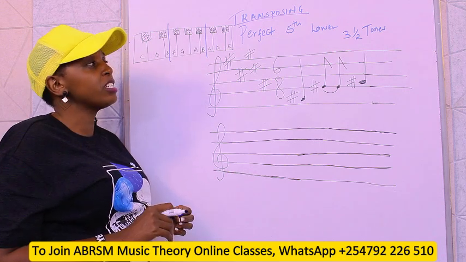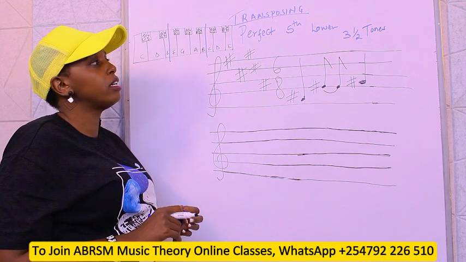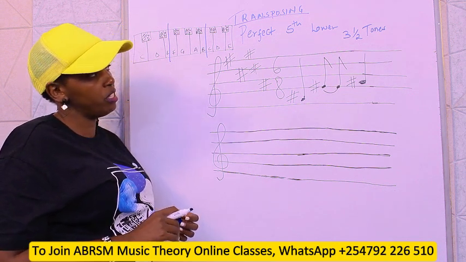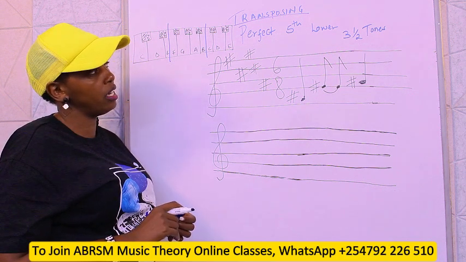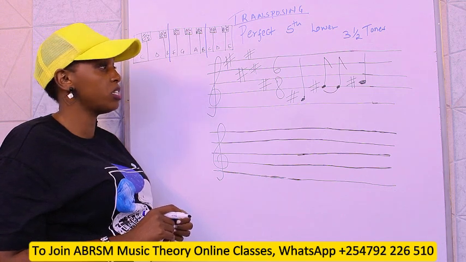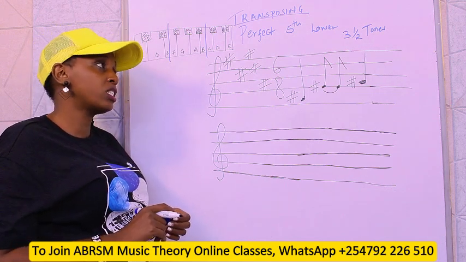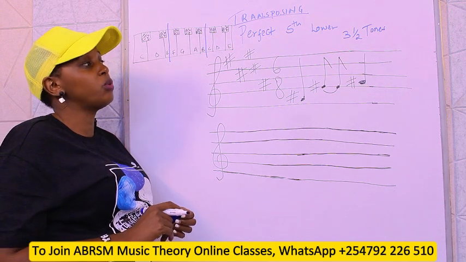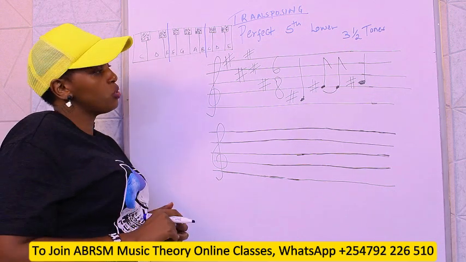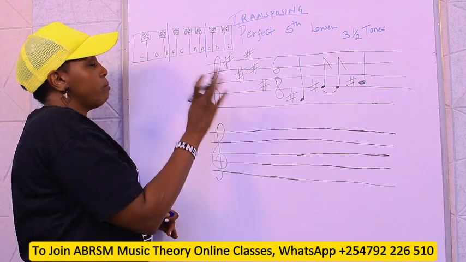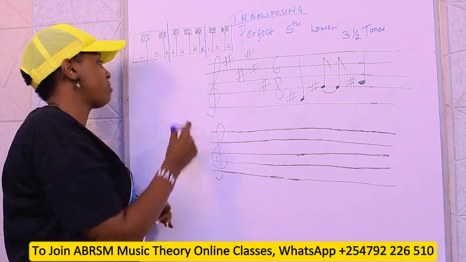Now we're transposing a lower perfect fifth. And a lower perfect fifth means that we are going 3.5 tones, just like we were doing higher, but this time round, you're going down instead of up. So I still put my keyboard here just to guide you, and then remember the rules. So I'm just going to put the rules first.